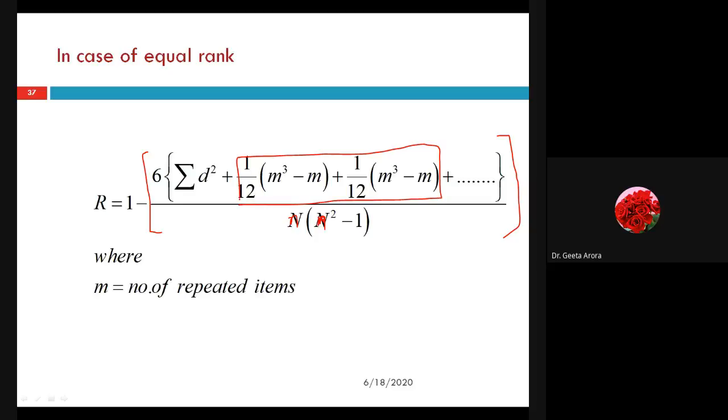Suppose three values are the same, so how many times is the value repeated? 3 times. So I will take m as 3 and add 1 by 12 (m cube minus m). Maybe our data is large and one more value is repeated twice, so again the number of times that is happening is 2. I'm not talking about the second time, I'm talking about how many times it is being repeated. Correct? So then the m value will be 2 and it will be added in the formula where we have written summation of d square. It will be very clear to you when we go through the example.